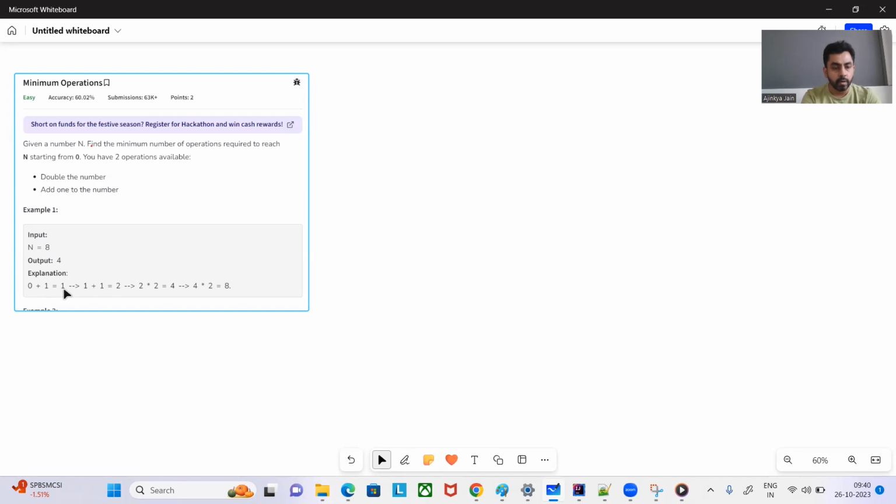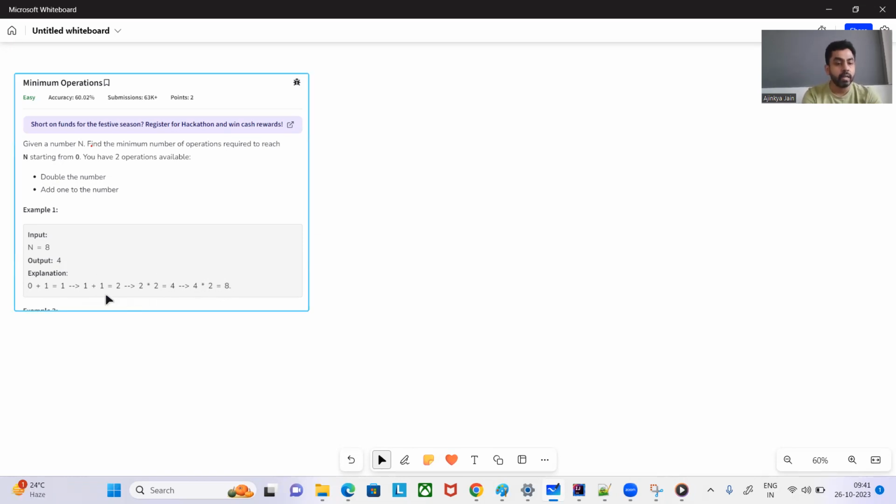So we get 1, and then we are again adding 1, which gives us 2. And when we get 2, we are doubling the number, that is multiplying by 2, which gives us 4. And when we get 4, we are doubling that number to 8. So we are reaching from 0 to 8 in 4 operations, that is 1, 2, 3 and 4.